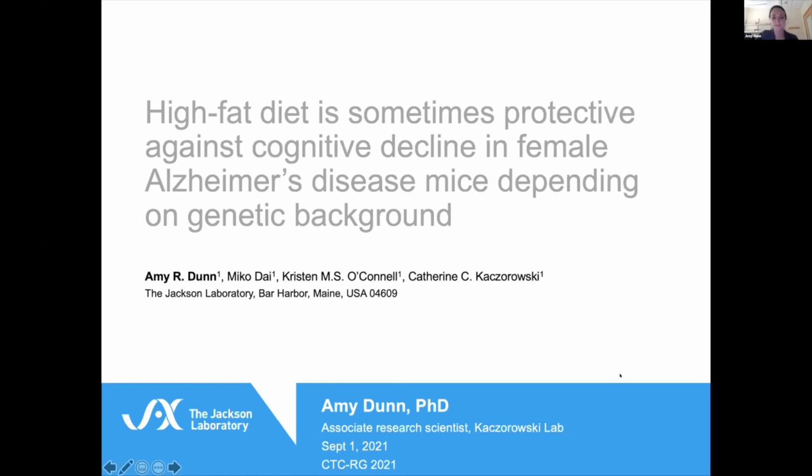Hi, so I'm Amy Dunn. I'm an associate research scientist at JAX. I work with Catherine Kazarowski and Kristen O'Connell. Today I'll be talking about some of the gene environment interaction studies that we've been doing in a genetically diverse mouse model of Alzheimer's disease.